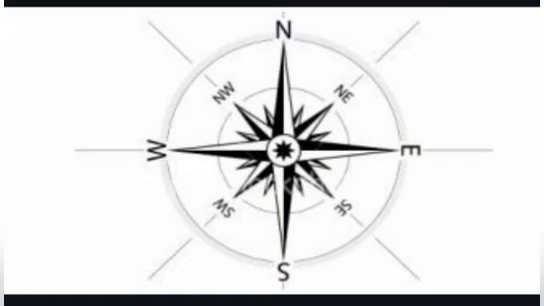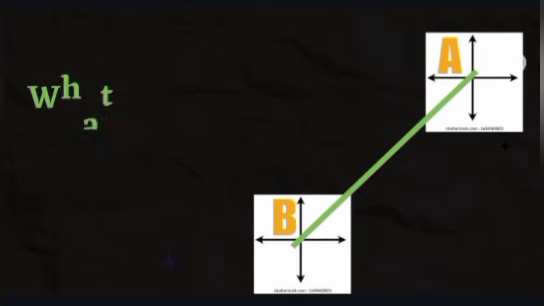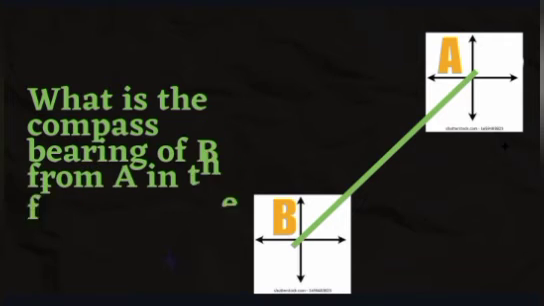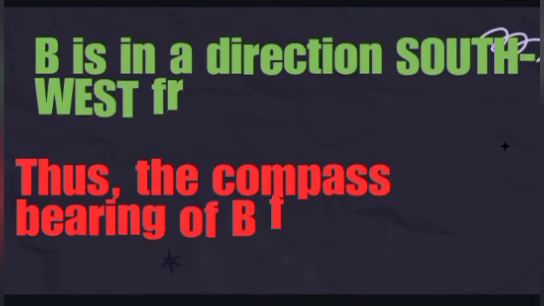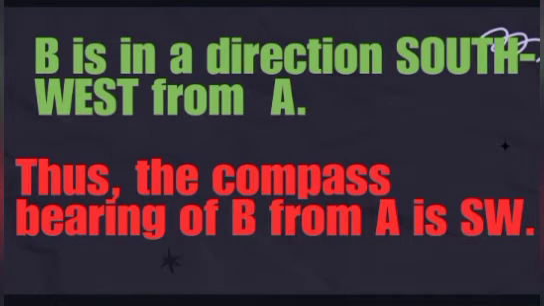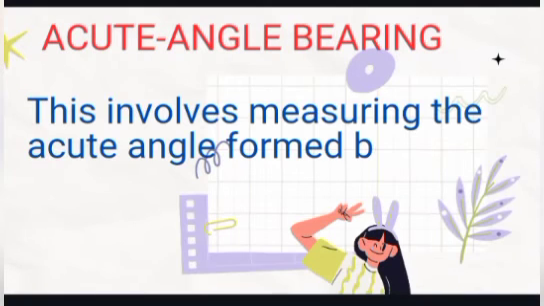Now, if you look at it closely again, you will see that it is touching point A in the southwestern direction. Therefore, you can say that B is in a direction southwest from A, or you say that the compass bearing of B from A is southwest. And my dear, it is as simple as that.